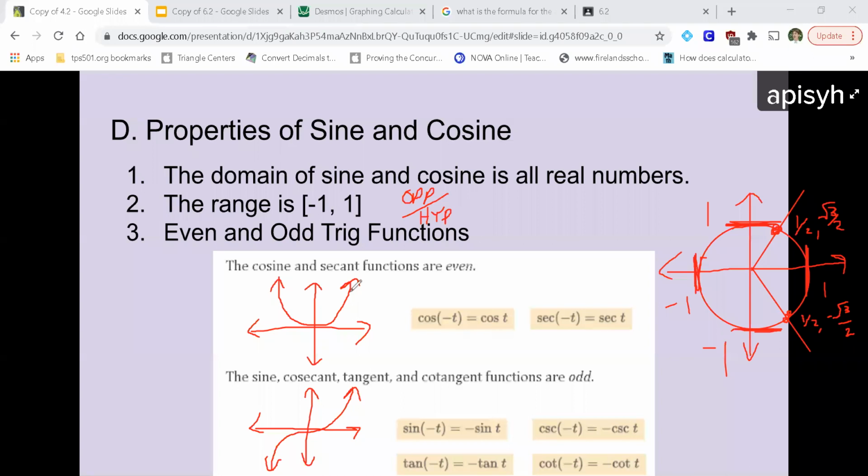So cosine and secant are symmetric about the x-axis, which when we graph them later in chapter 4, you'll see that another way. Sine, cosecant, tangent, and cotangent are symmetric about the origin. In other words, they have rotational symmetry. And when we graph those later in chapter 4, you'll see that in their graphs. All right. Questions about these three properties, or does anybody need more time to write?